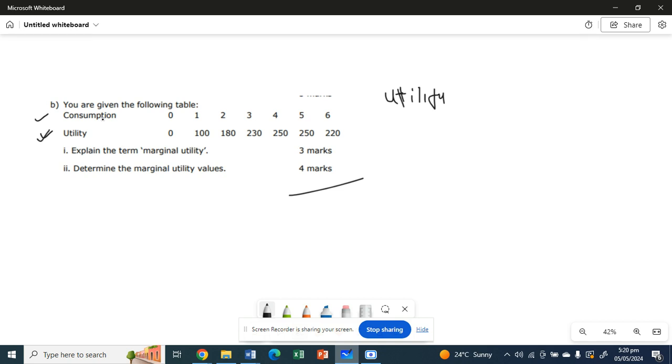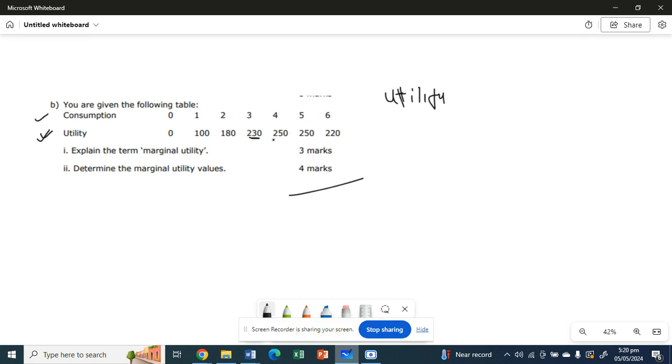So, for this scenario here, when you consume zero goods, you don't get any satisfaction. When you consume one of the goods, you get a satisfaction of 100 utils. You consume the second good, you get satisfaction of 180 utils. Consume the third unit of the good, you get 230 utils. So as we can see here, as we are consuming this good, our satisfaction is increasing.